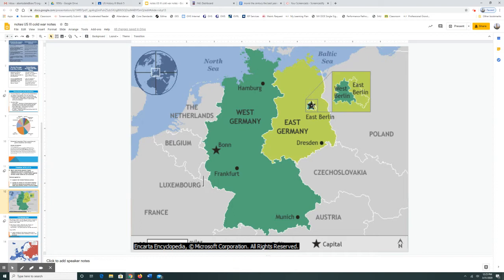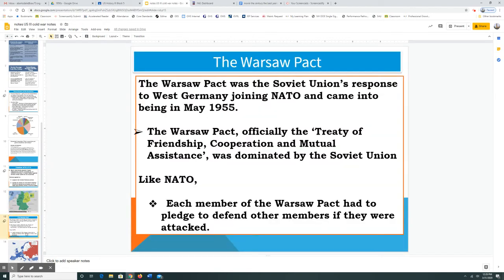And then eventually, when Stalin passes away, a man by the name of Nikita Khrushchev takes over the Soviet Union and builds the very famous Berlin Wall, which is actually built in this sector. You're going to then look at the Warsaw Pact.